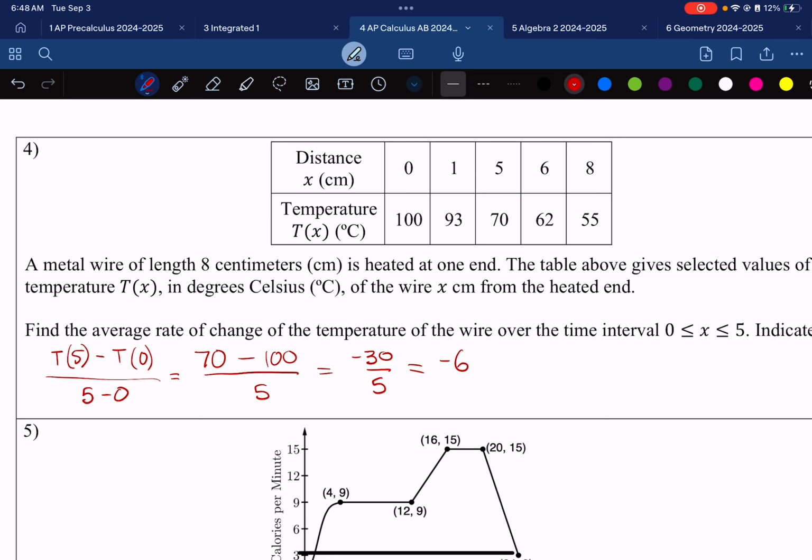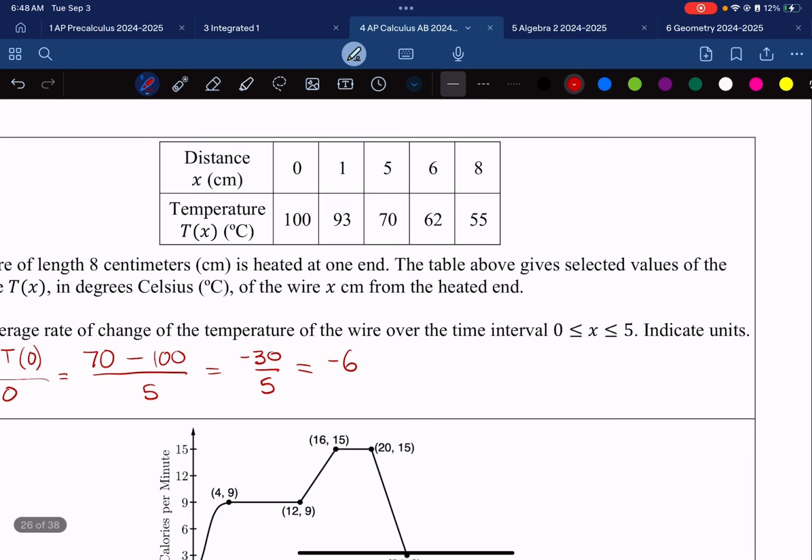And I believe it does say indicate units of measure. So 6 what? We're dividing a y-coordinate by an x-coordinate, so it's going to be a y-coordinate unit divided by an x-coordinate unit. It's going to be degrees Celsius per centimeter.